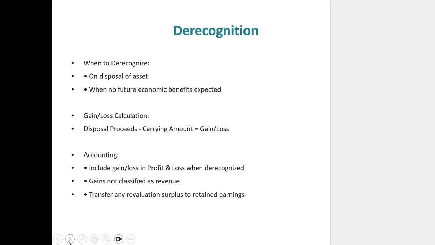The accounting that goes into derecognition is to include the gain or loss in the profit and loss account whenever derecognized. Gains are not classified as revenue. If you remember, they should be classified as other income. Transfer any revaluation surplus to retained earnings.